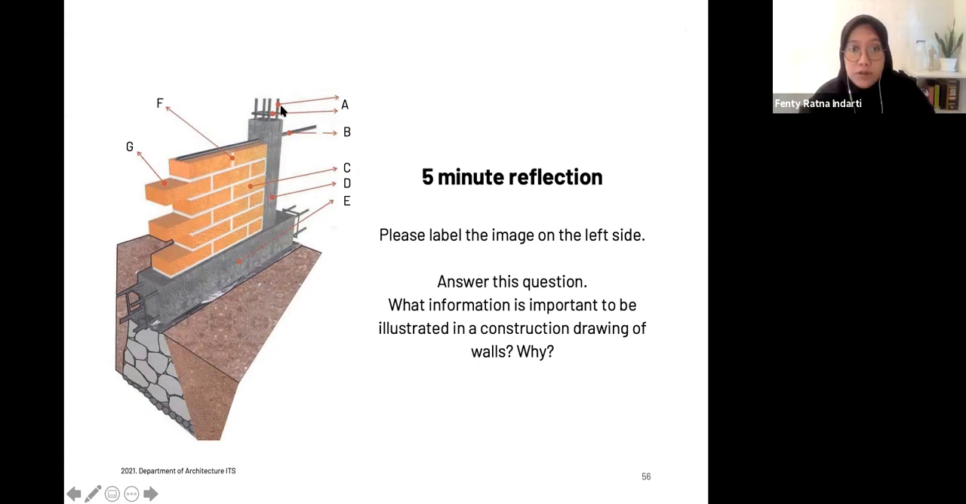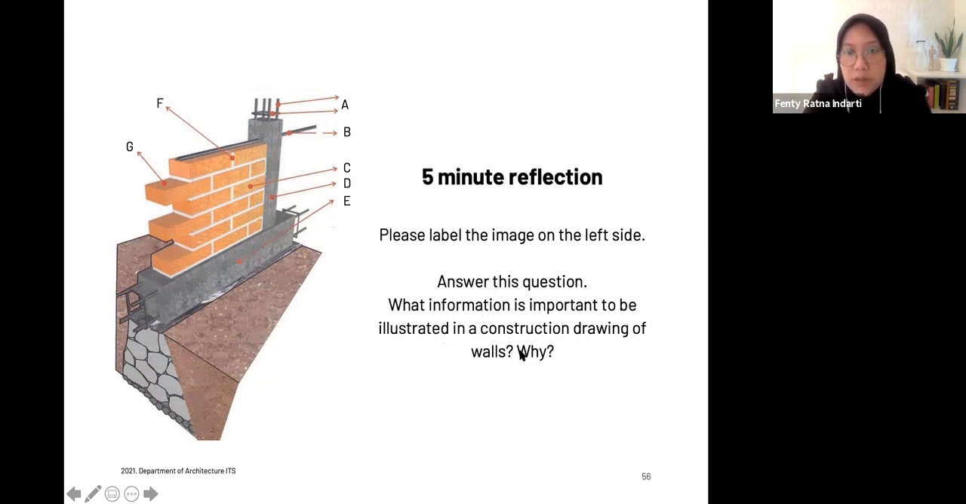Just put a label on it. So the A will be these two arrows. You can write it down in your notes as well. Just answer A, B, C, D, E, F, and also G. You can put a label on it and then answer the question, just like the IELTS test. The question is: what information is important to be illustrated in a construction drawing of walls? What do you think is the most important information, and why? Just put it that way.